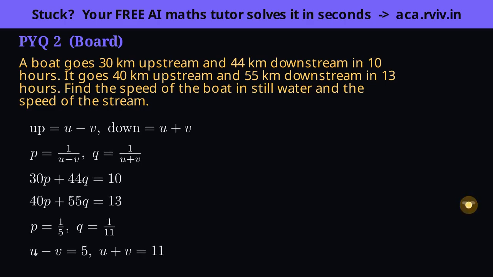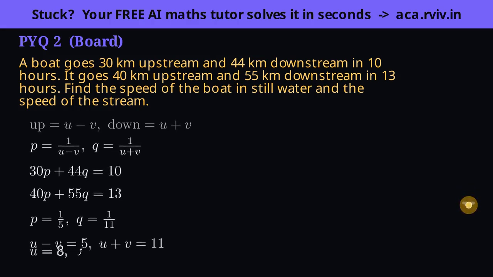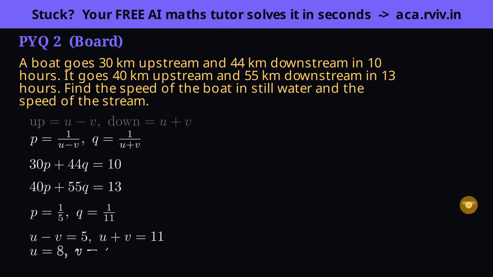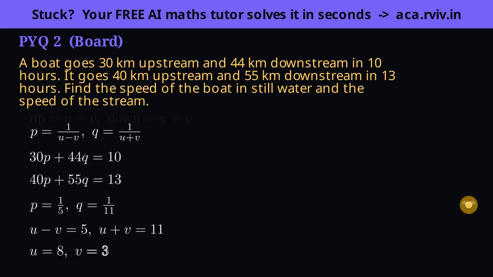A final easy pair. Add them, the v cancels, to 2u equals 16, so u equals 8. Subtract them for v equals 3. The boat is 8 km per hour, the stream 3.